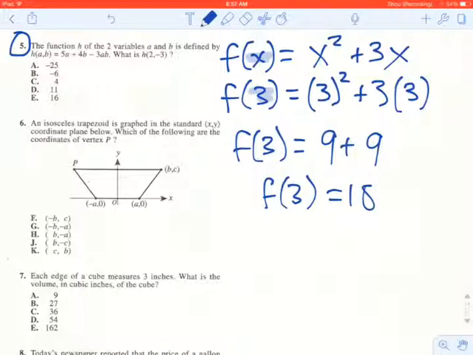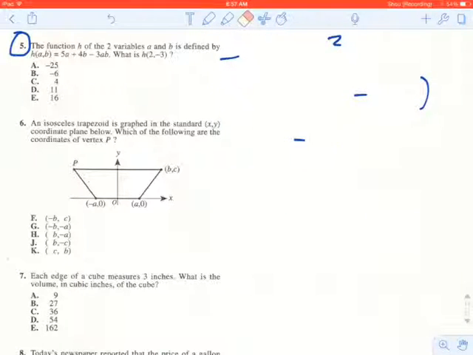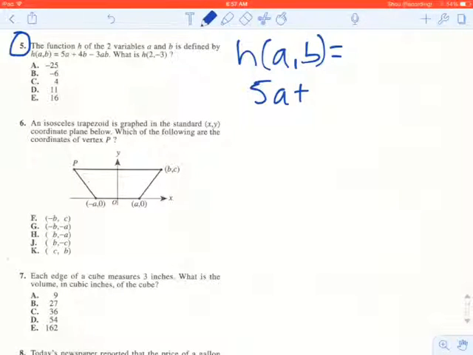Alright, so we're going to apply this same concept now with two different variables, but it's exactly the same process. Not any more complicated, just you end up doing it twice. So I'll erase this and work on this original equation. Alright, so here they give us h of a, b equals 5a plus 4b minus 3ab, and it asks for h of 2, negative 3.